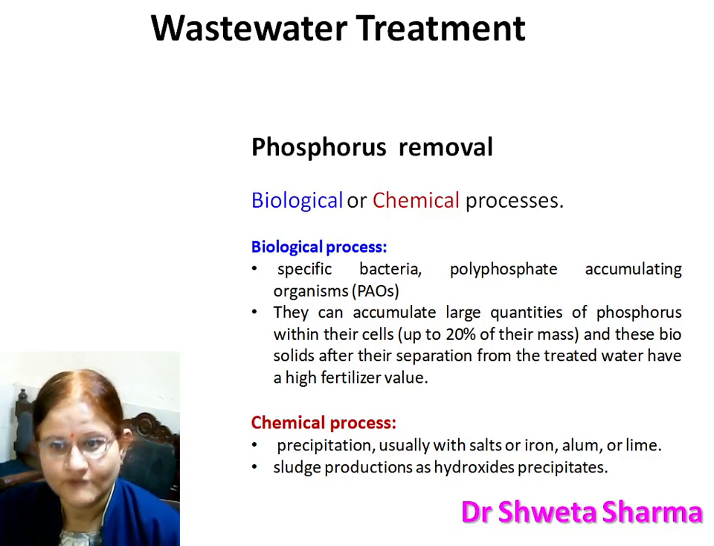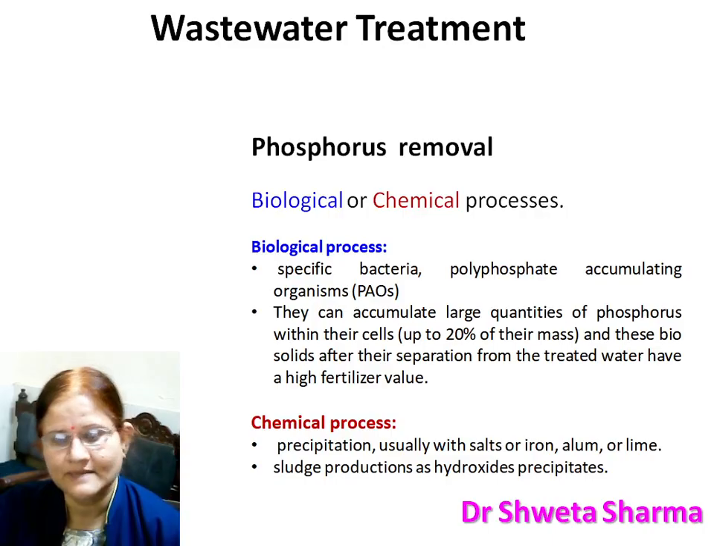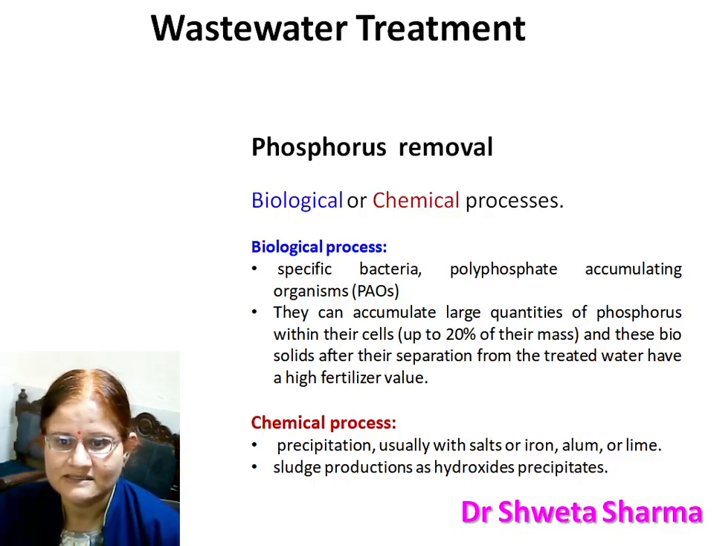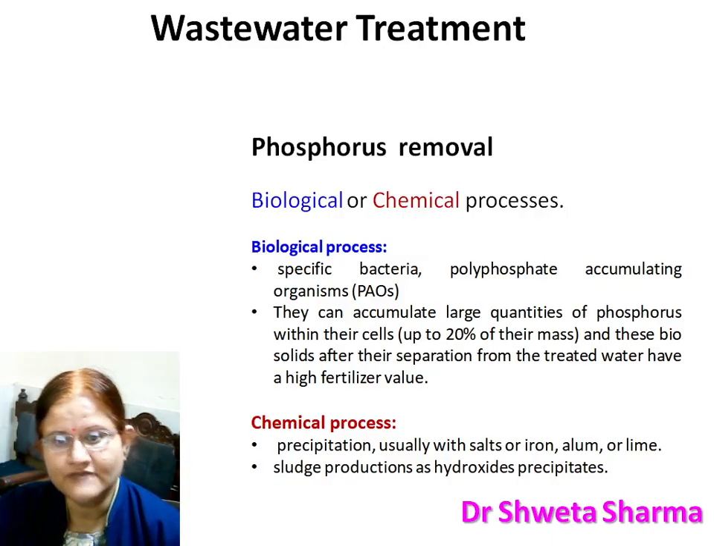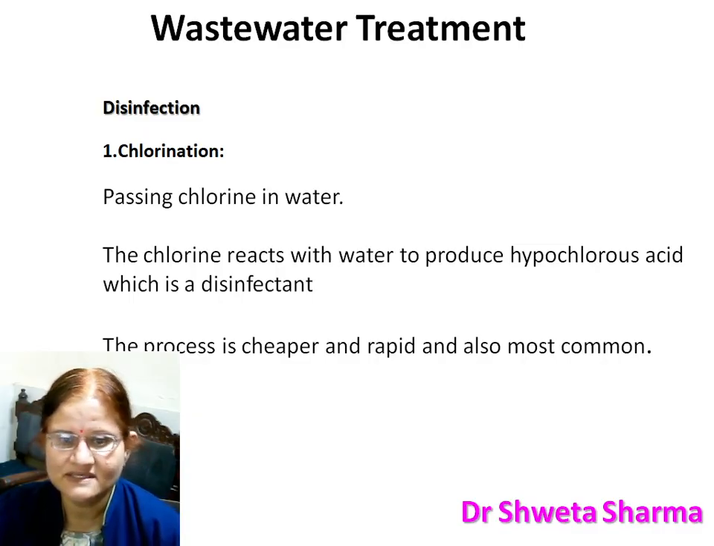In the phosphorus removal, we use biological as well as chemical processes. Certain bacteria which can accumulate a large quantity of phosphorus are used in masses as they form biosolids, and the water is purified and completely free from excessive phosphorus which is present in wastewater. The next and final step is disinfection.